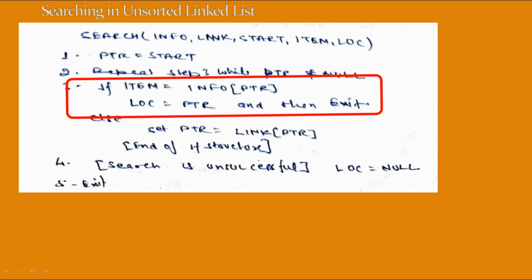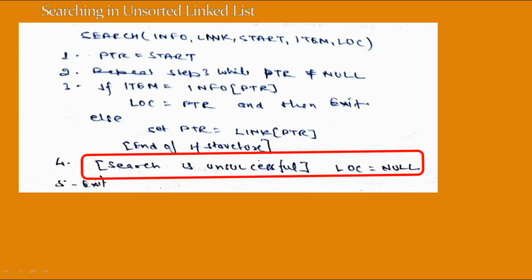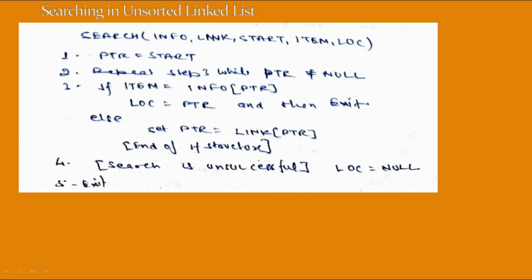After that, we compare, or match, the item with the info of PTR. If it is matched, then PTR is assigned to some pointer, suppose location, LOC, and then exit. We need not check further. After the loop, if there is no node containing the value item, the location value will be set as null, and then exit.